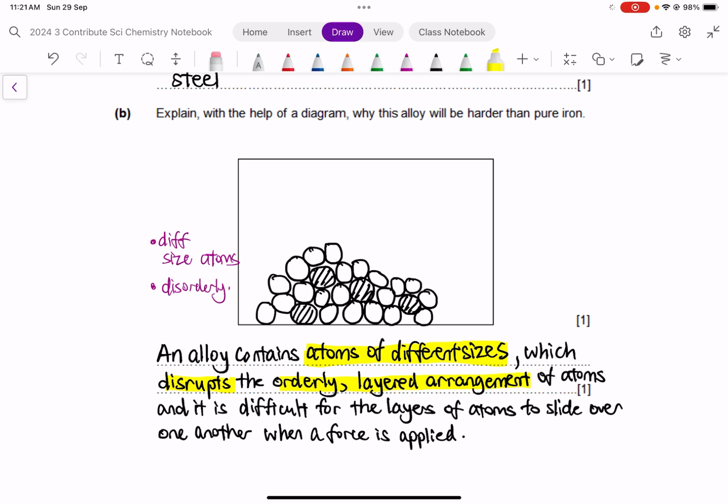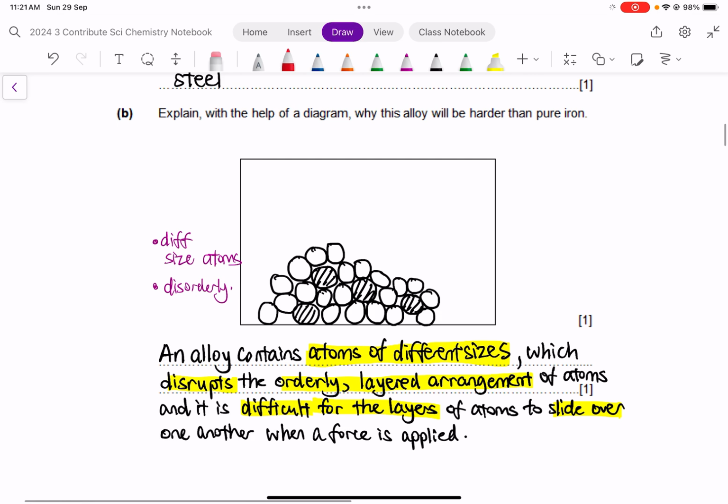So originally, if we have pure iron, the pure iron will be orderly and layered. However, because now there are iron and carbon atoms which have different sizes, it will disrupt the orderly layered arrangement of the atoms. And therefore, it makes it difficult for the layers to slide over one another when a force is applied. So the idea is to remember this explanation, why alloys are harder and stronger.